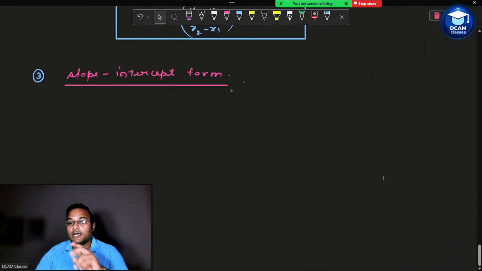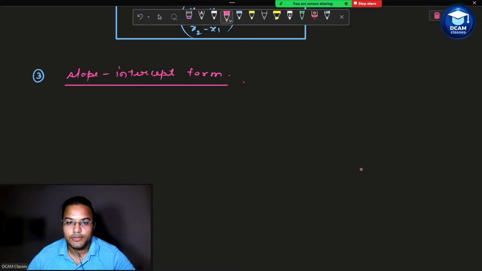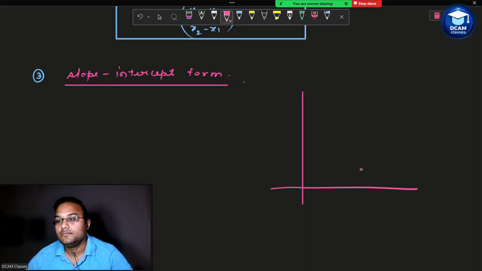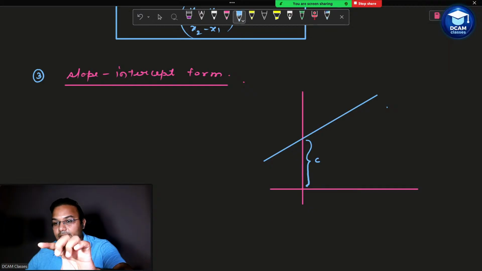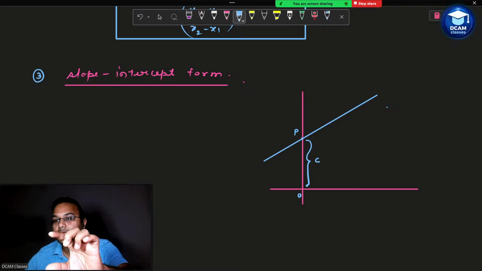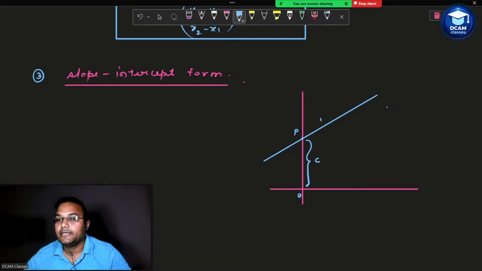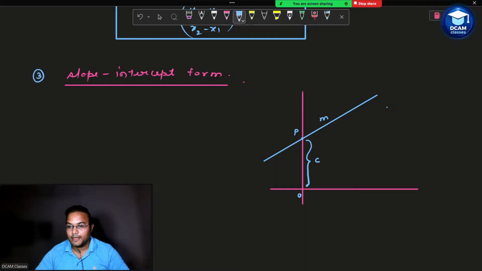Now, I have given you the slope intercept form. With your current knowledge of that formula, I want you to find the equation of a line which is like this, whose y-intercept is P, this distance O to this particular point P is C, and its slope is M. Can you give me the equation?